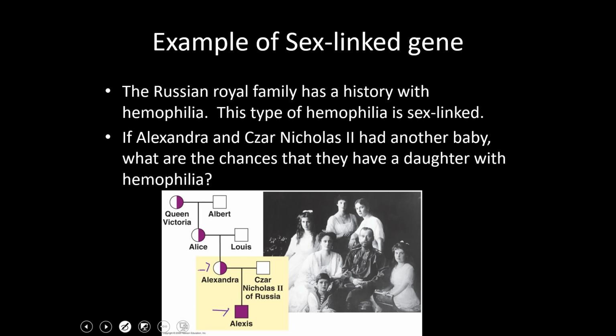Once you know that, here's what we can do. Write our code. If a person is X big H, that means they're going to be normal. They make a clotting factor. They can clot their blood. If a person is X with a little h, that means they're going to have hemophilia. Y's do not get the X's and the H's and things. So, if you were going to cross and try to figure out if Alexandra and Tsar Nicholas had another kid, what's the chance that that kid would have hemophilia?